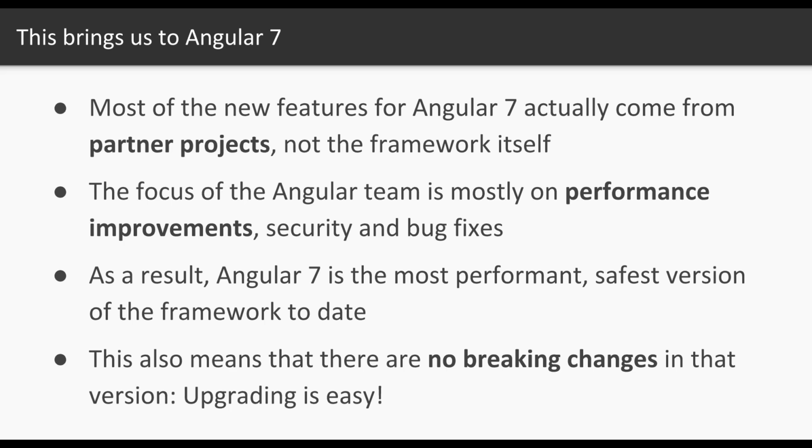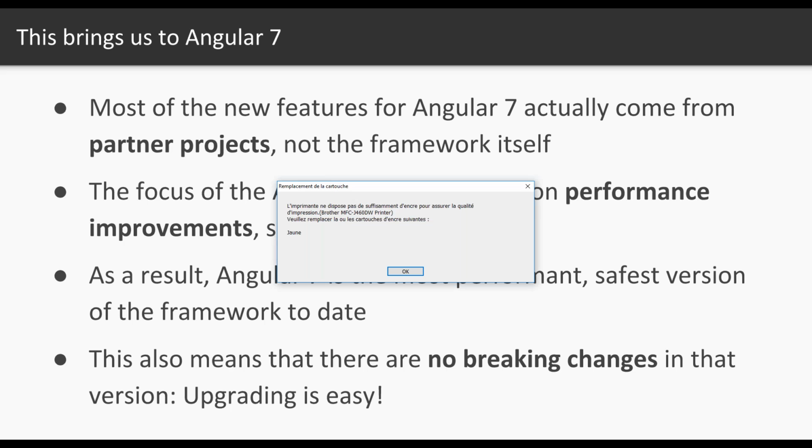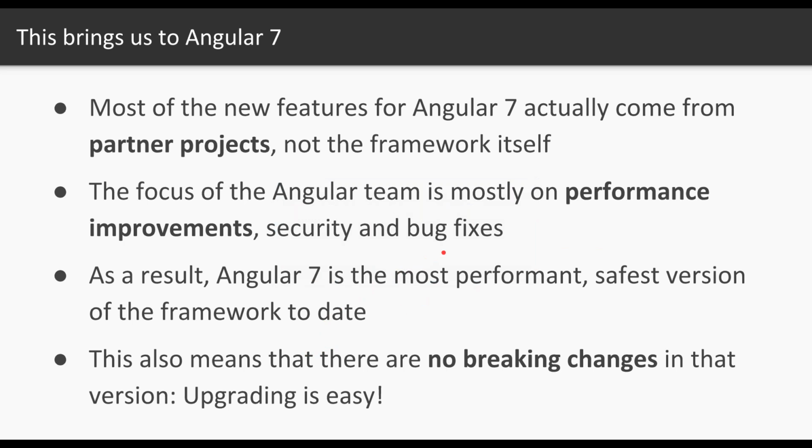So the good news with Angular 7 is that there's no real breaking change in the Angular framework, so upgrading is fairly easy. You can pretty much just tell your package.json to get the latest version of Angular and use it, and all of your Angular code is going to be fine.